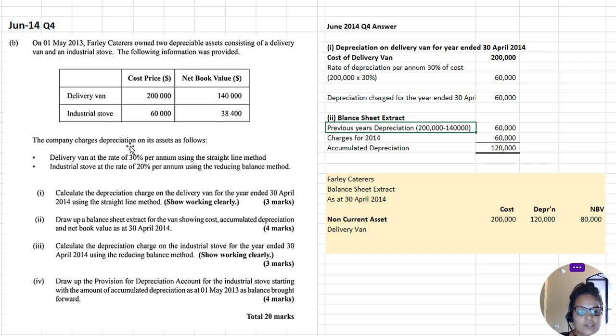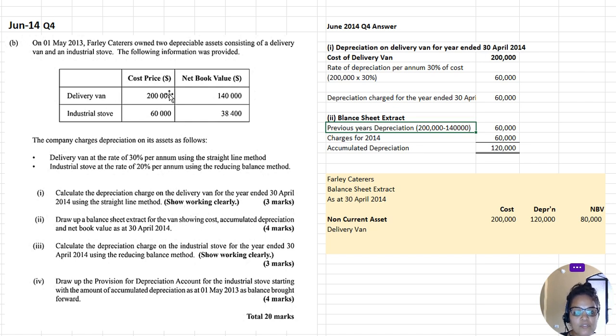Now they say the company charges depreciation on its assets as follows. The delivery van is 30% per annum using the straight line method. And the industrial stove is at a rate of 20% per annum using the reducing balance method. So if you have to calculate the delivery van using the straight line method, you focus on the delivery van. Don't go looking between the industrial stove or look for any hidden agenda of the examiner. All they want is for you to calculate it using the straight line method.